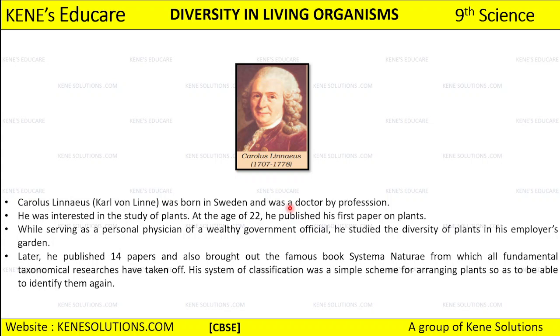He was interested in the study of plants, and at the age of 22 he published his first paper on plants. While serving as personal physician of a wealthy government official, he studied the diversity of plants in his employer's garden. Later he published 14 papers, and he also brought out the famous book called Systema Naturae, from which fundamental taxonomical research took off. His system of classification was a simple scheme used for arranging plants so that they could be identified.